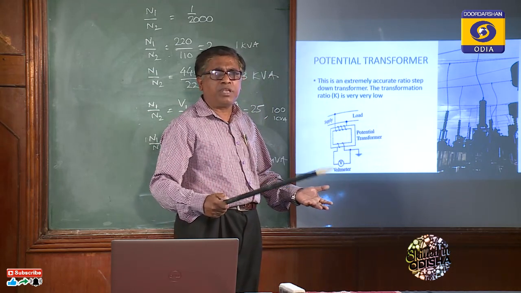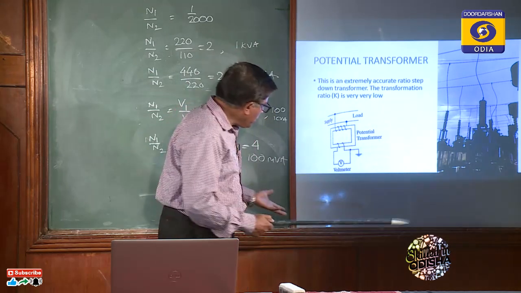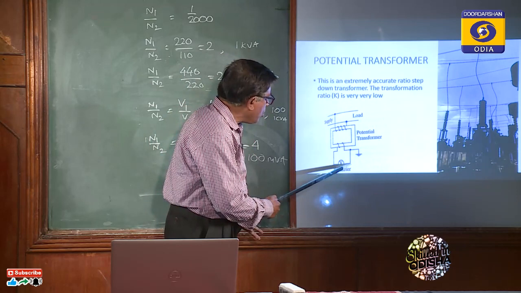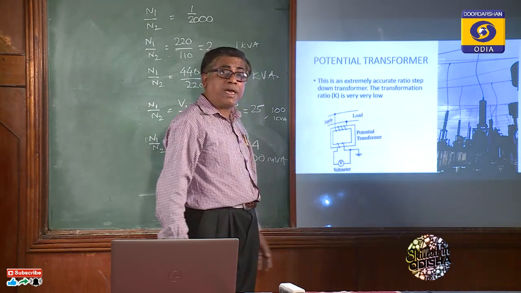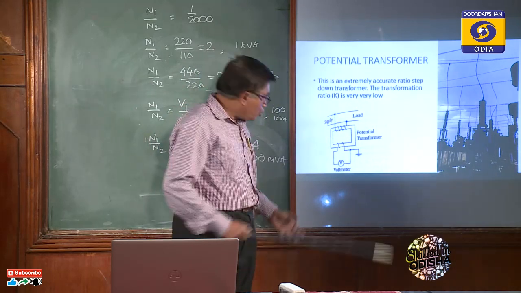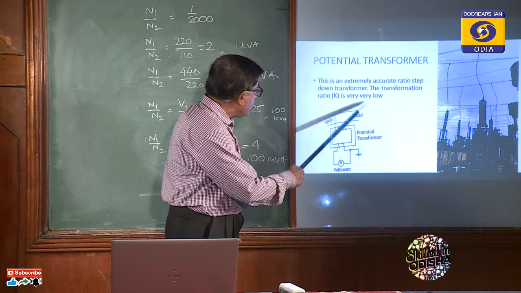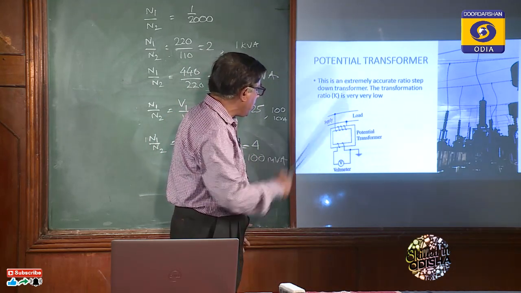Then you take the help of the conversion table. If this voltage is coming 150 volt, what is this voltage? Now 150 kV. So you have to factor. You have to multiply by 1000.